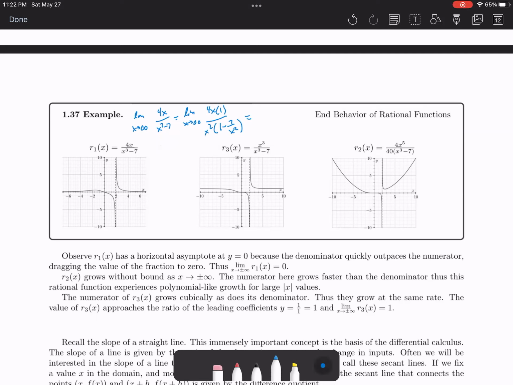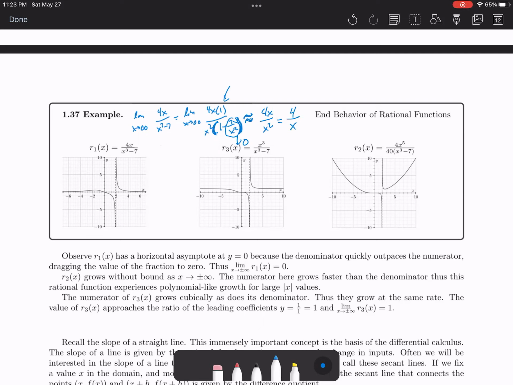All right, so what happens here? As x gets larger and larger, 1 obviously just stays the same as 1. This parentheses here, 1 minus 7 over x squared, as x gets larger and larger, this 7 over x squared term is going to drop down to 0. So the parentheses approaches the value of 1. So this function for large x values looks like 4x over x squared. Your x's can cancel. You're left with 4 over x.